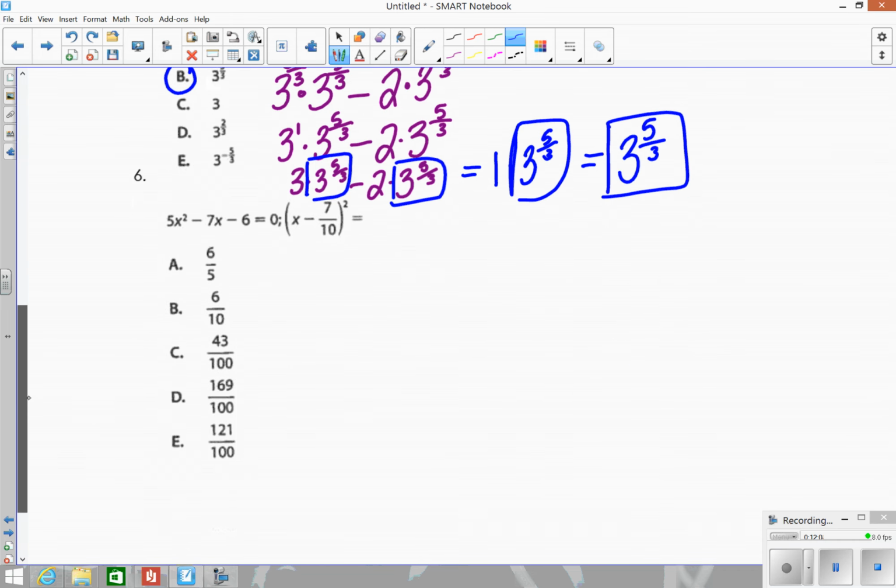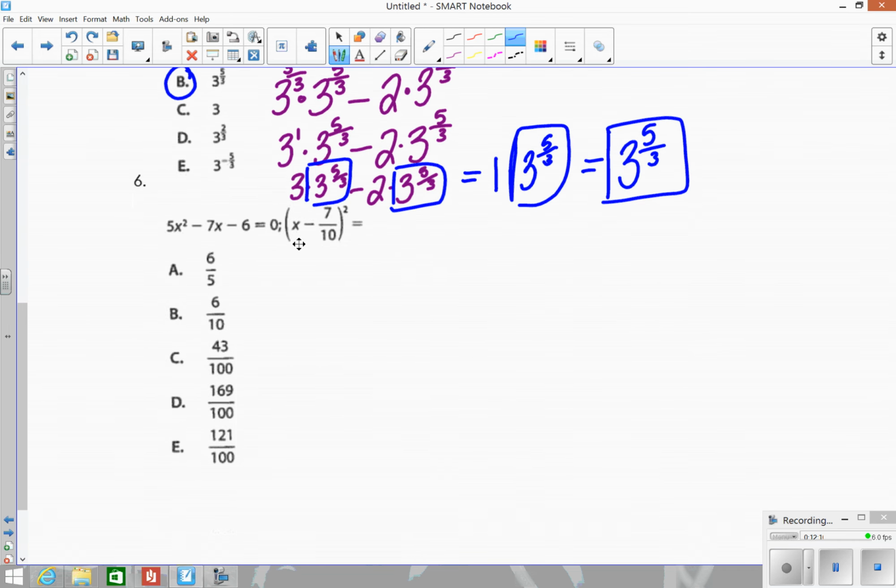The next one here, you're given a quadratic and they ask you to find, what does this quantity equal? What does x minus 7/10 quantity squared equal? So as soon as you see this notation here where you have a whole quantity being squared, you want to be thinking about completing the square. That'll actually get you right to the answer. So complete the square is the process that we're going to use.